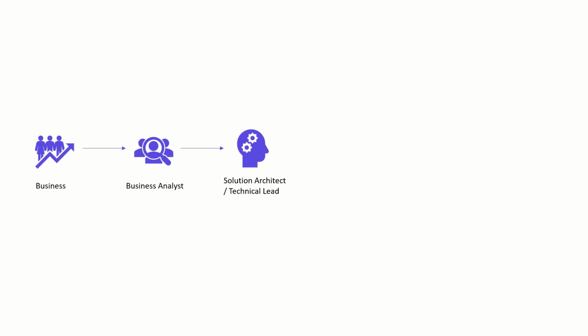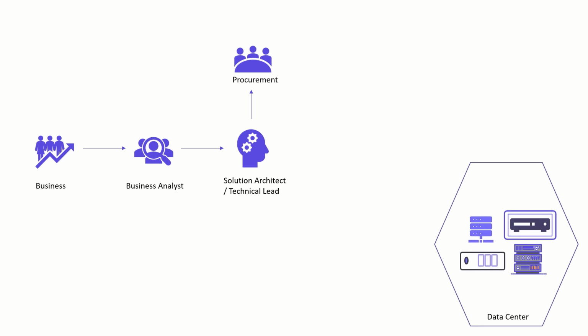If additional hardware is needed, they would have to be ordered via the procurement team. This team will put in a new hardware request with the vendors. It can then take anywhere between a few days to weeks or even months for the hardware to be purchased and delivered to the data center.